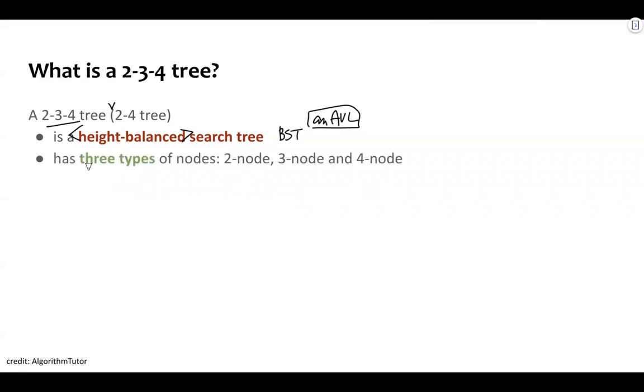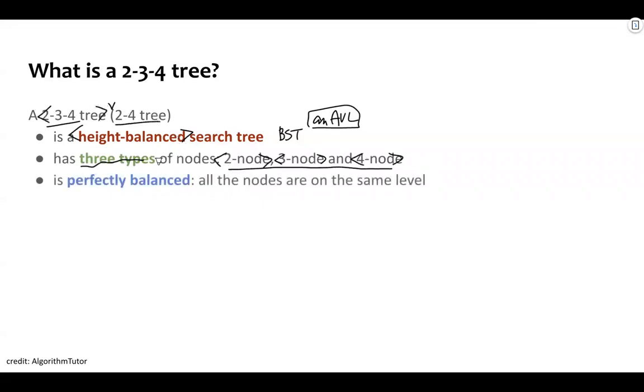And 2, 3, 4 trees have 3 types of nodes: 2 node, 3 node, and 4 node. And these nodes give rise to the name a 2, 3, 4 tree or 2, 4 tree. And this 2, 3, 4 tree is perfectly balanced. All the bottom nodes are on the same level. I'm going to show you a picture and it will be clearer.